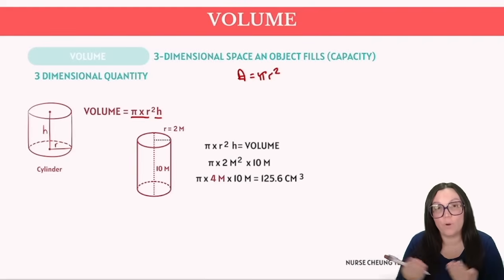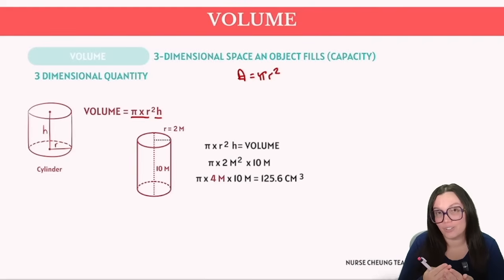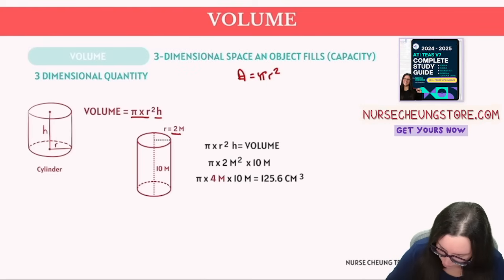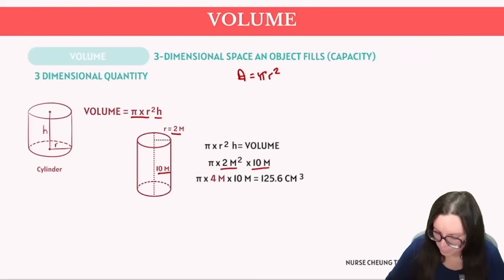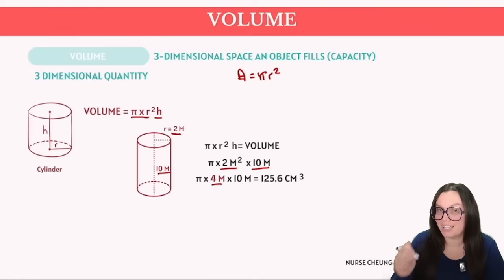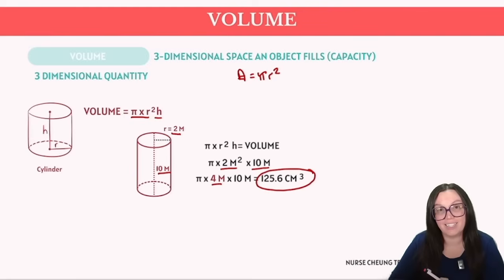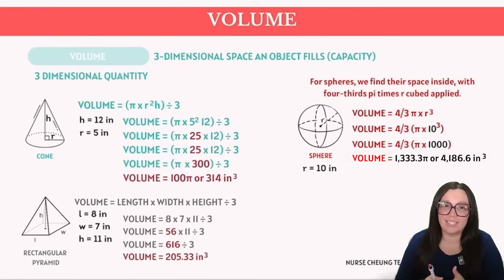So we're going to take the formula that we have for an area of a circle, and we're going to multiply that by its height. So in our example here, we have a radius of 2, so we just plug that into our equation, and we have a height of 10 meters. So 2 squared is equal to 4 meters. 4 times 10 is equal to 40 times pi, which is again 3.14, is going to give us the overall volume of our cylinder as being 125.6 centimeters cubed.